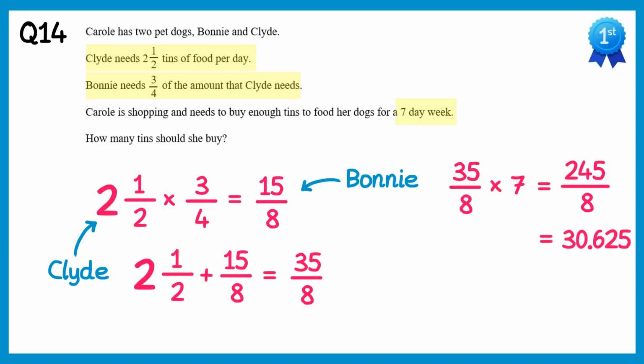Now remember, we're going to buy tins here. You can't buy 0.625 of a tin, so we're going to need to buy the next tin rounded up. So it'll be 31 tins.